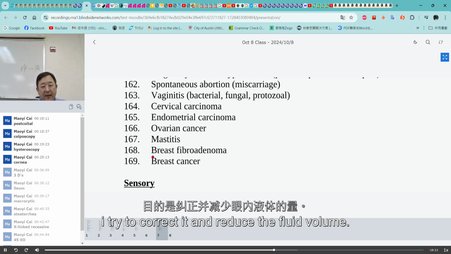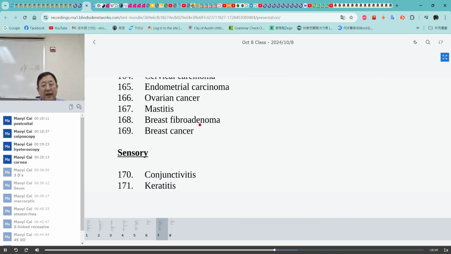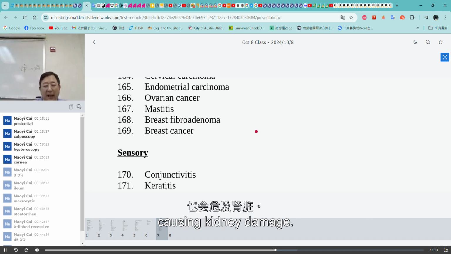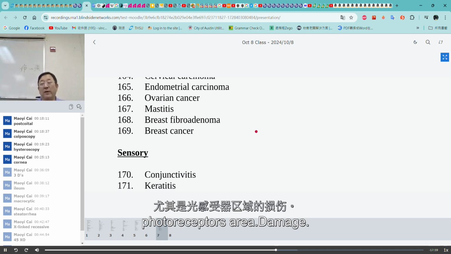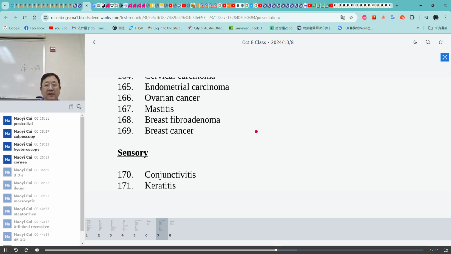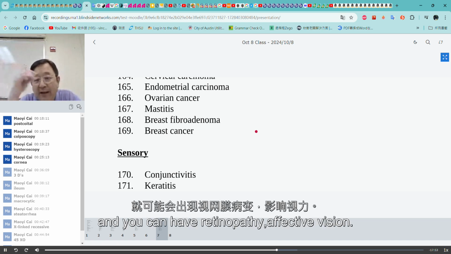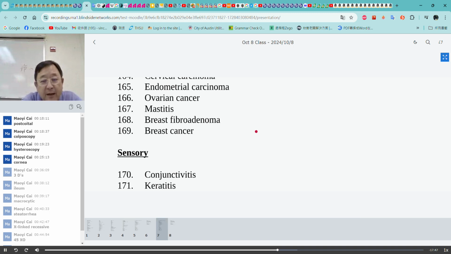Okay, glaucoma. Now, diabetic and hypertensive retinopathy. Just like they can cause nerve damage and kidney damage, they can also cause damage to the retina, the photoreceptor area. That's why, if the condition is prolonged and not corrected, you can have retinopathy that affects vision, so blurred vision and eventually blindness.